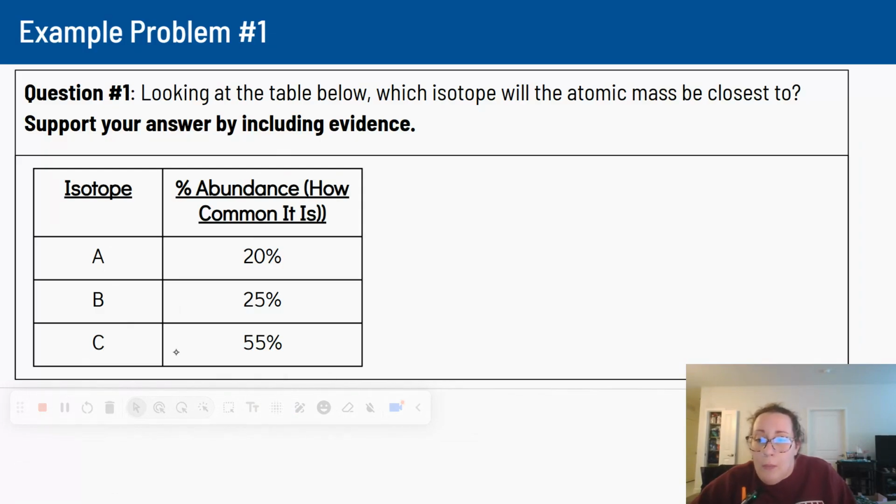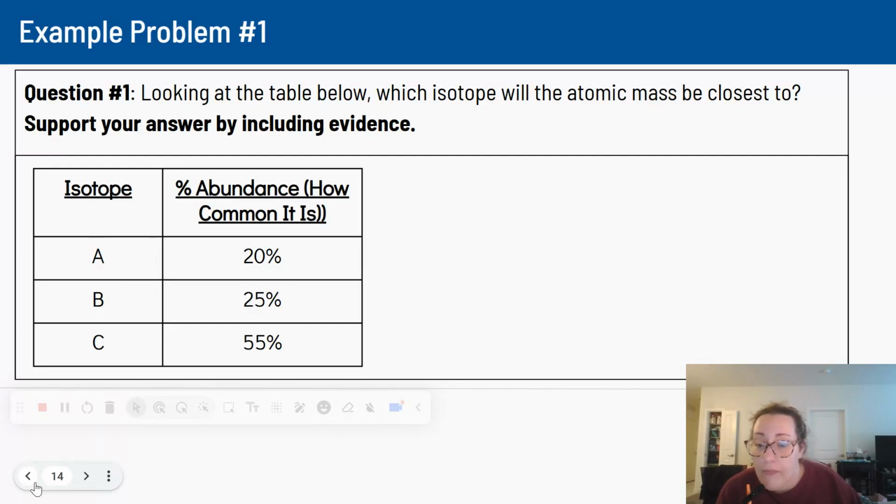So example problem number 1: looking at the table below, which isotope will the atomic mass be closest to? Support your answer, including evidence. So you have 3 isotopes. A has a percent abundance of 20%, B has a percent abundance of 25%, and C has a percent abundance of 55%. I want you to take 1 to 2 minutes, pause the video and answer the question, and then unpause it when you have completed it to check your answer.